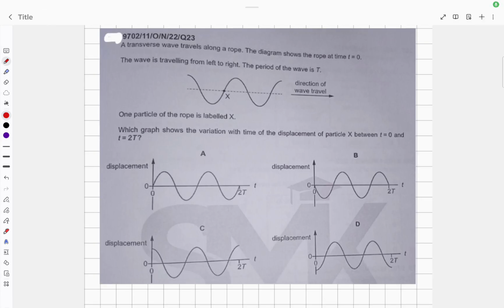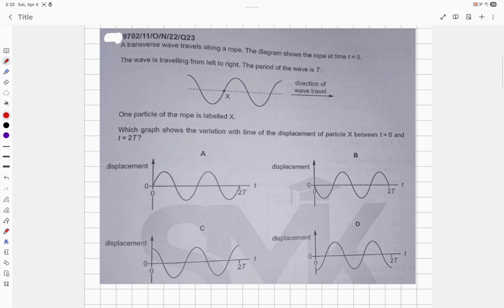Okay, well, this is a question from 2022, paper 1 1, winter series, question 23. This is about a transverse wave traveling along a rope. The diagram shows the rope at time t0. The wave is traveling from left to right. The period of the wave is T.